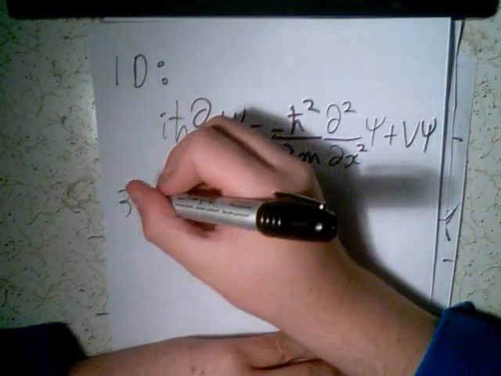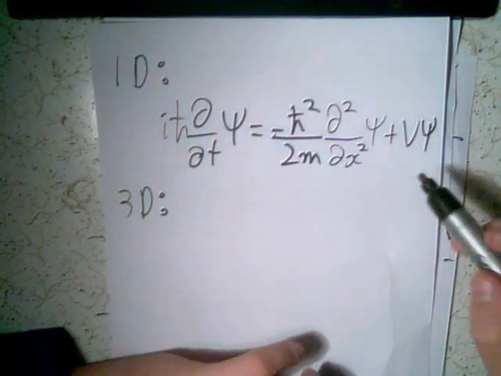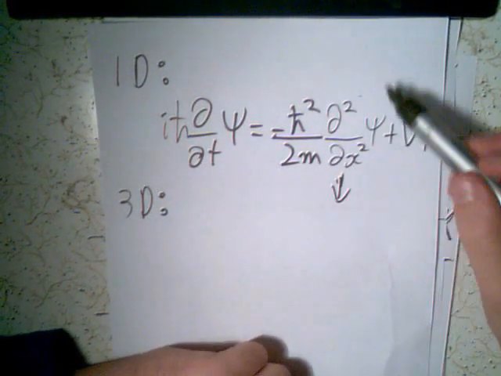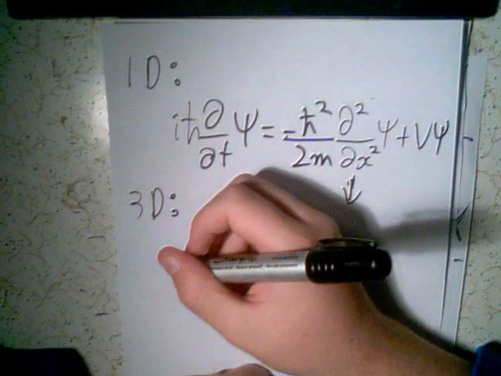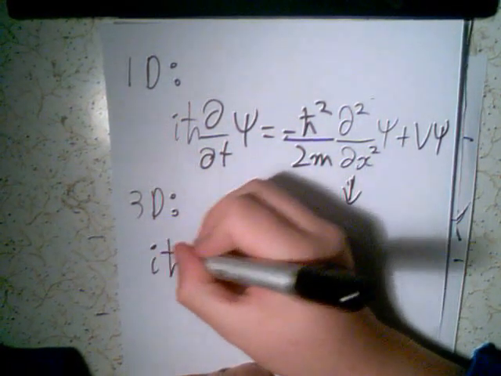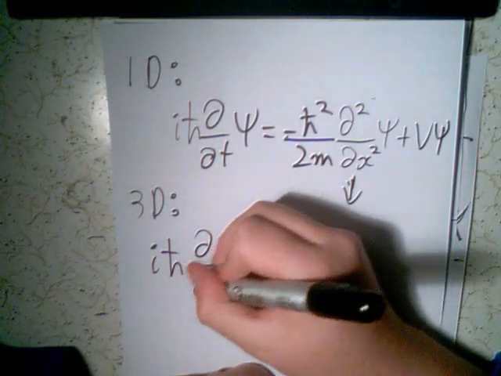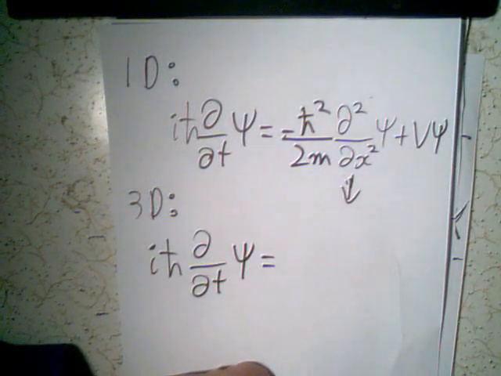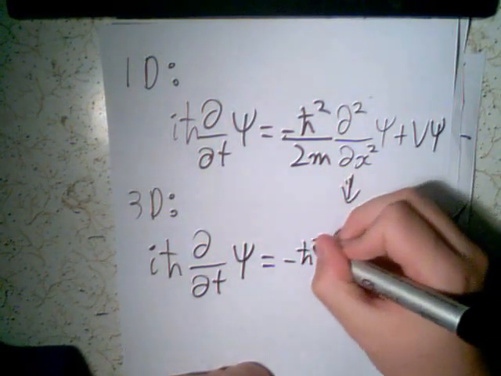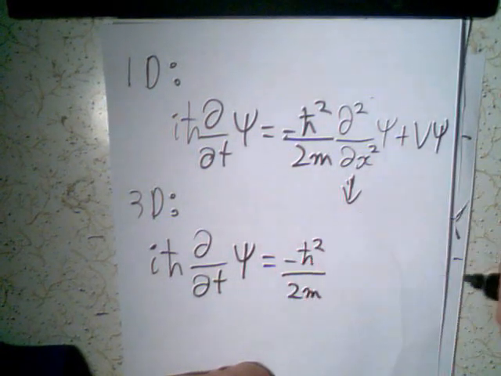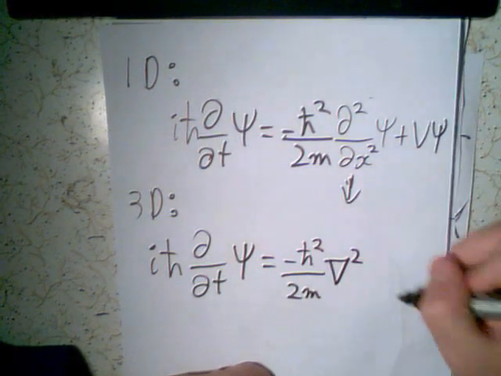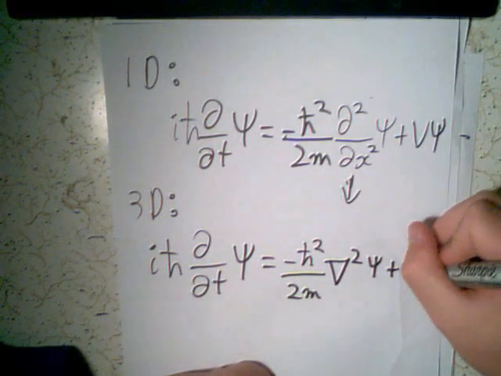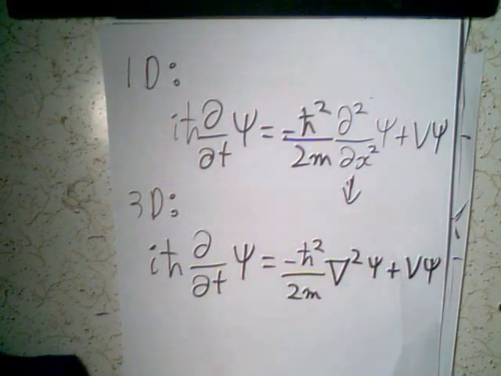And then when we go to the three-dimensional case, the only thing that changes is this operator here. For the momentum it is replaced with what we call the Laplacian, so we get i h bar delta t of psi is equal to negative h bar squared on 2m Laplacian, or del squared, psi plus V psi.